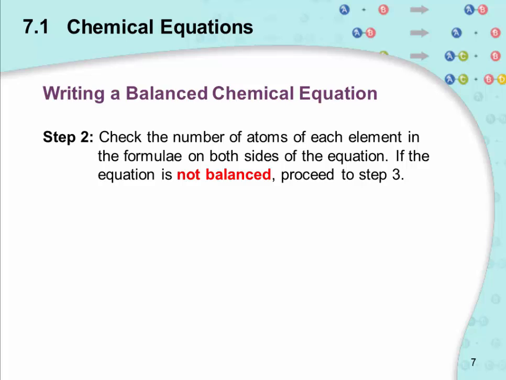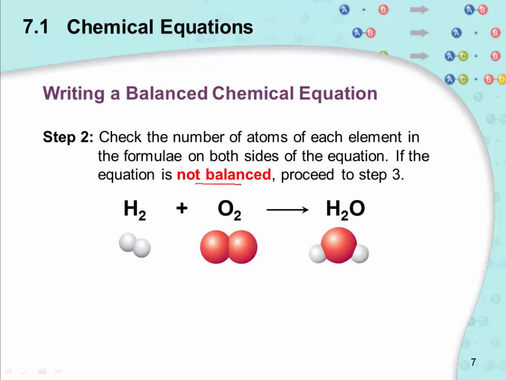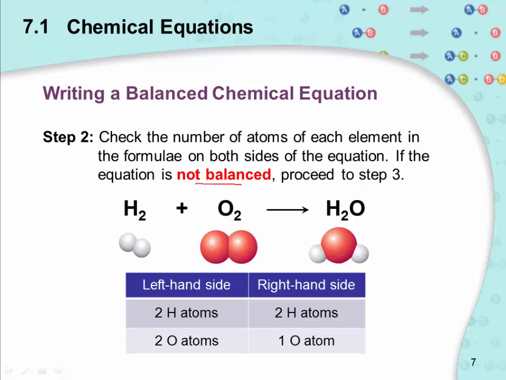So you check the number on both sides. If the equation is not balanced, you move on to the next step to balance the equation. If the chemicals on both sides are balanced, then you can stop there. In this case, you see 2 oxygen, and in the water there's only 1 oxygen, so definitely it's not balanced. So how do you balance it?